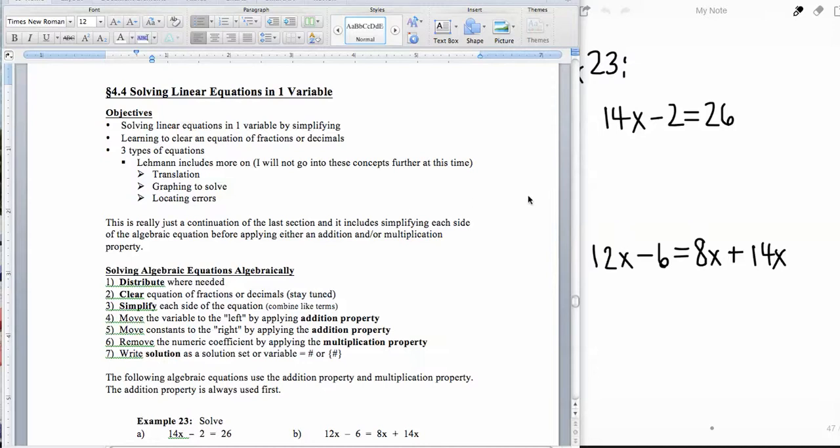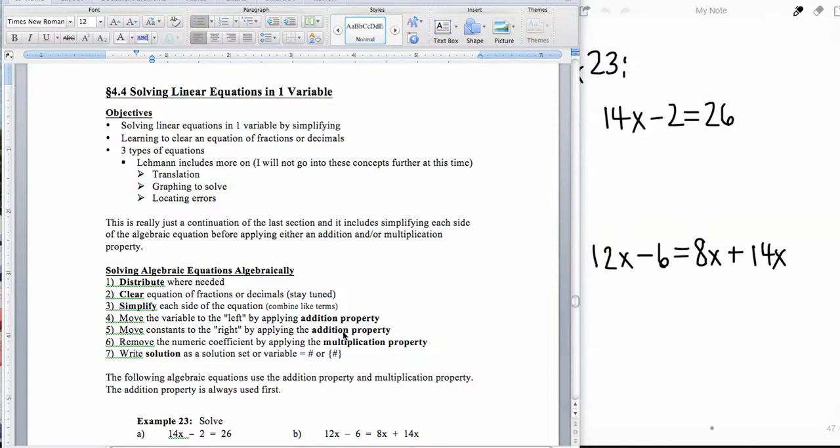Okay, so solving equations algebraically, the first thing that we want to do is to distribute. Then if necessary, we would need to clear the equation of fractions or decimals. We'll do that in a little bit. Then we would need to simplify each side of the equation by combining like terms. And then we would need to apply the addition property to move variables to the left or to the right, depending upon which side you want to move them to, and move the constants to the other side, again by applying this addition property. And then we need to remove the numeric coefficient by applying the multiplication property.